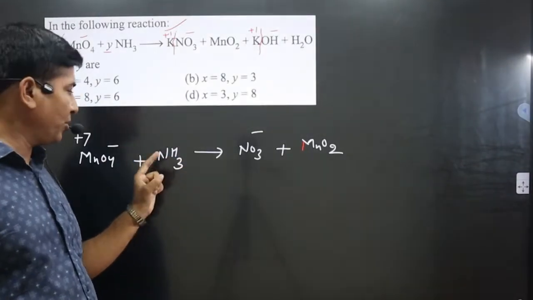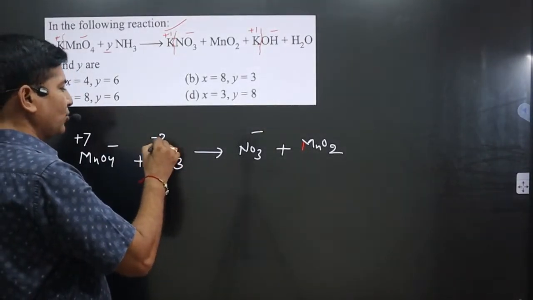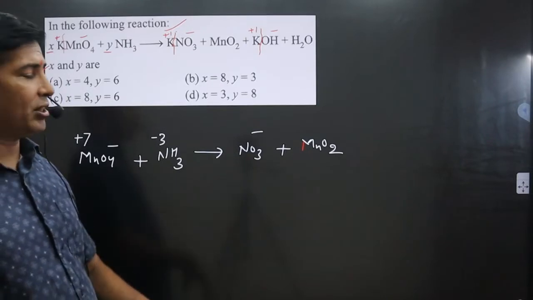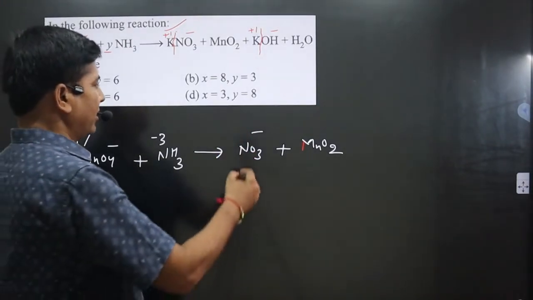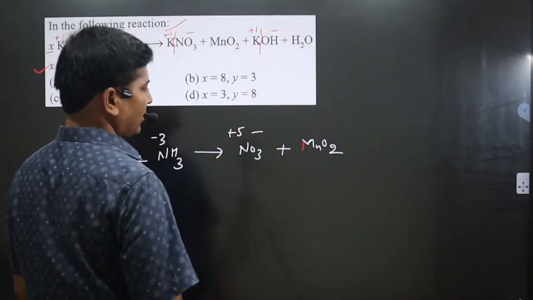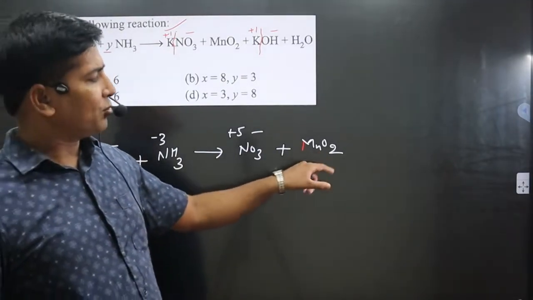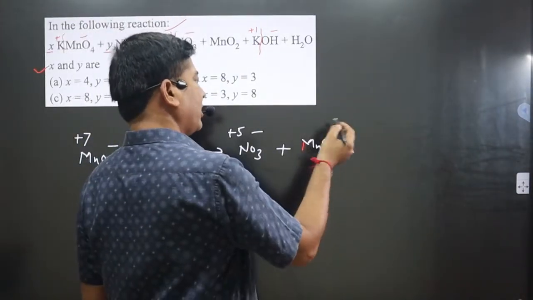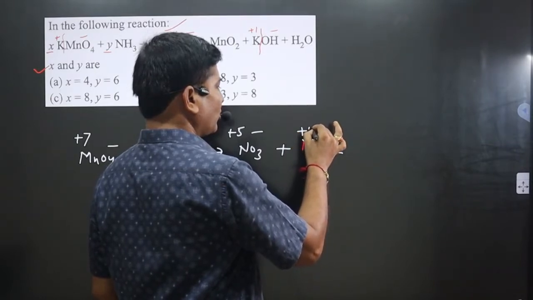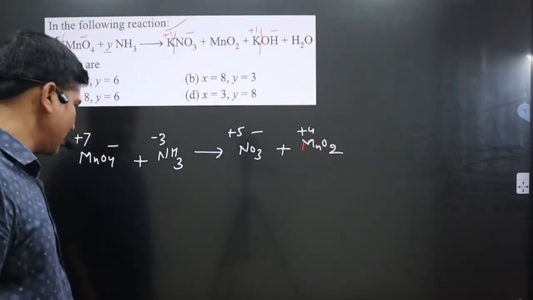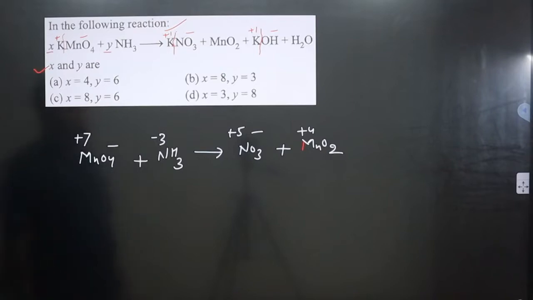Then total negative will be what? -3. Nitrogen is present in -3 oxidation number. In case of nitrate ion, 3 times 2 is 6 minus is there. So nitrogen is present in +5 oxidation number. Okay, then MnO2 is there, 2 times 2 is 4. Total negative -4. The total positive will also be +4. Okay, we have written the oxidation numbers.